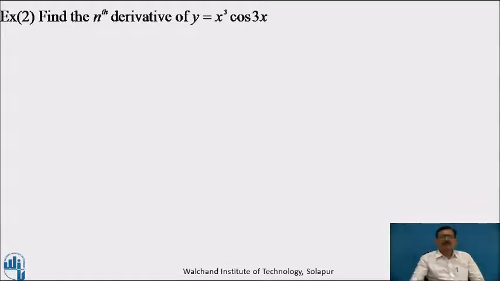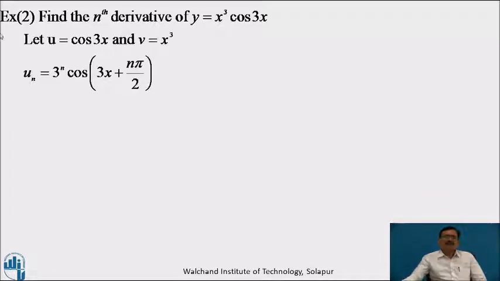Okay, now we will see one more example. Find the n derivative of y equal to x cube cos of 3x. Here we will consider u as cos 3x and v equal to x cube, and as we already know, the n derivative of cos of ax is a raised to n cos of ax plus n pi by 2. Therefore, the n derivative of cos of 3x is 3 raised to n cos of 3x plus n pi by 2.